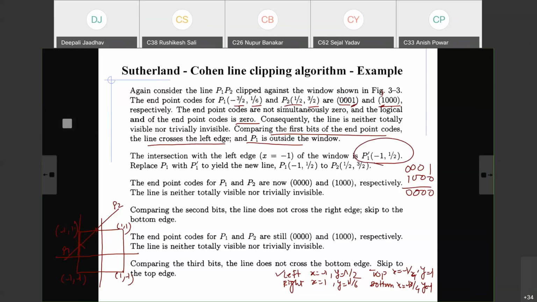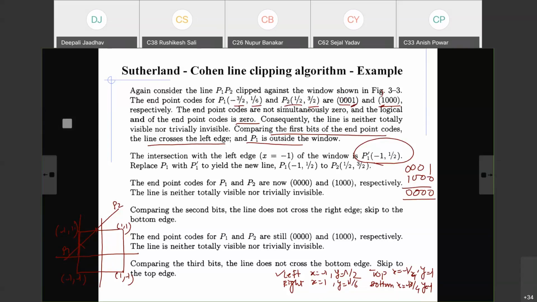See once again, the points P1 and P2 are there. For these points P1 and P2, we find out the endpoint codes. According to these codes, we take the logical AND, which is all equal to 0. As it is all 0, the line is any one of these: visible, not visible, or partial. For that, we are going to check one bit at a time. So start with the first bit.